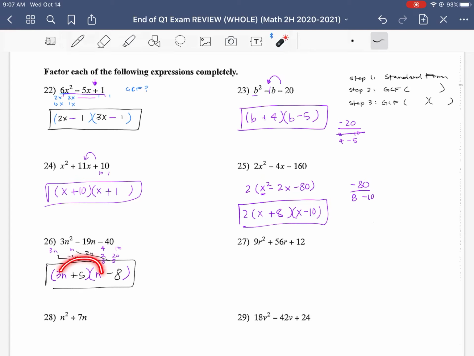And then again, you can always check your answers. Again, we'll get 3n squared, perfect. We get negative 24 plus 5n, that gives us that negative 19. And then we get negative 40 when we multiply last times last.